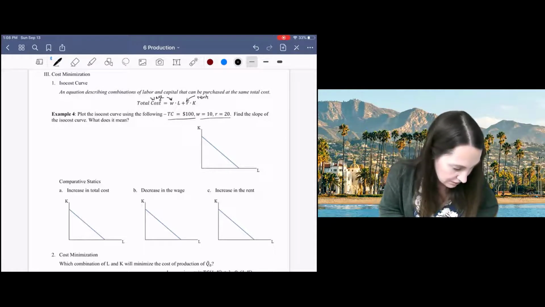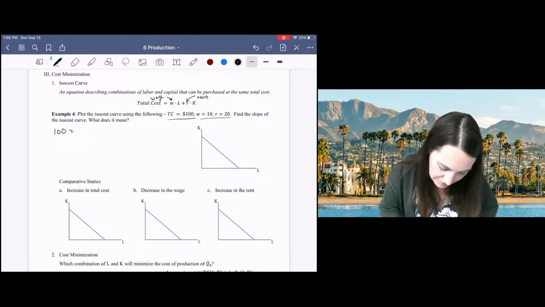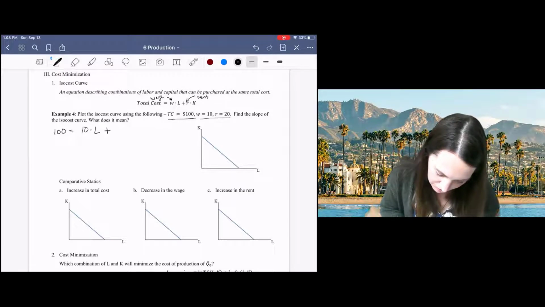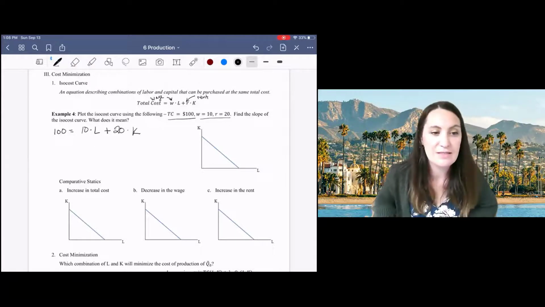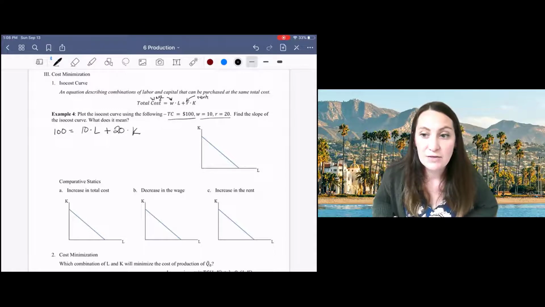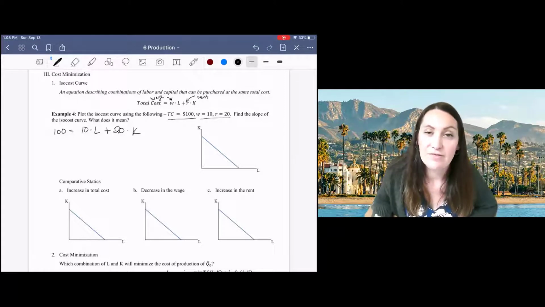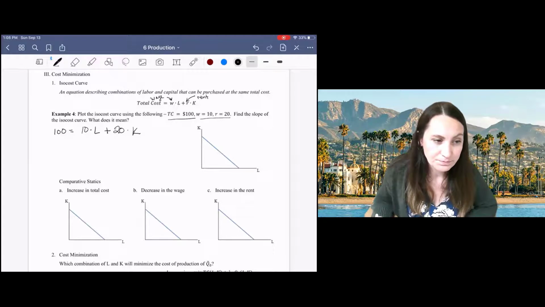So total cost equals 100, and we'll set that equal to 10 times the amount of labor that we purchase plus 20 times the amount of capital we purchase. Now that total cost of 100 is a bit arbitrary, but we'll talk about how this works within our cost minimization structure after we define our isocost curve.